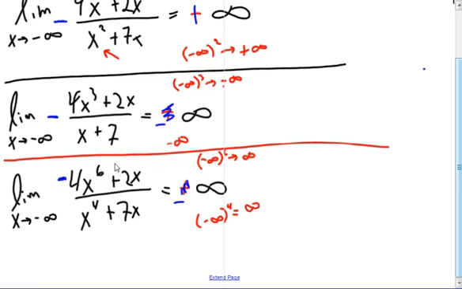This x to the 6th would still be positive, but then it would be multiplied by a negative 4. So the numerator would be a negative, the denominator would be positive, and a negative over positive is a negative.